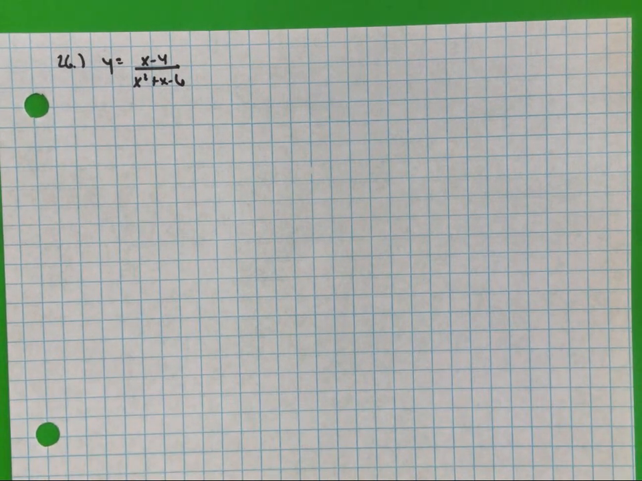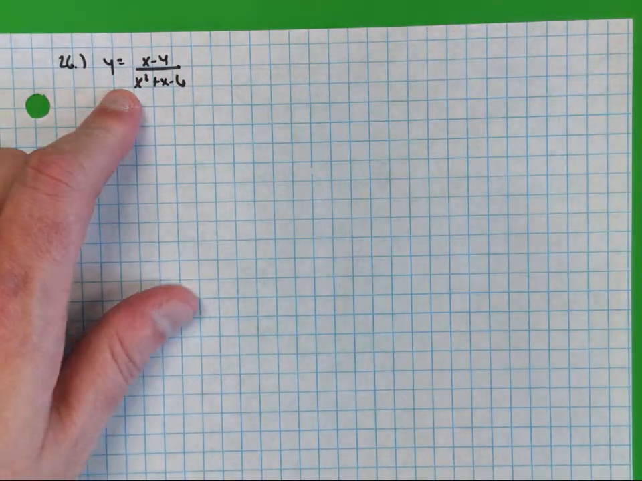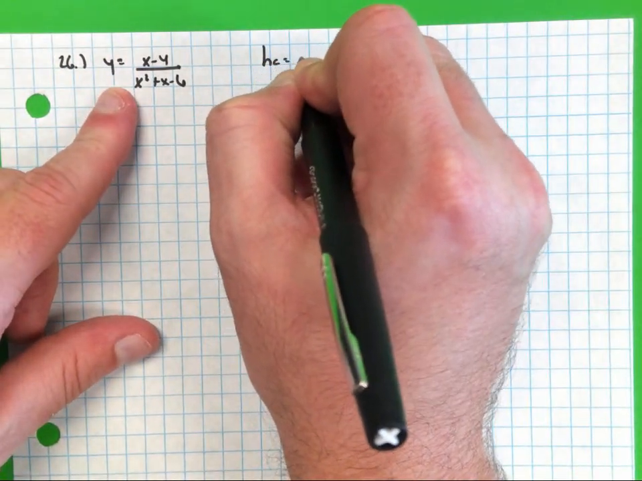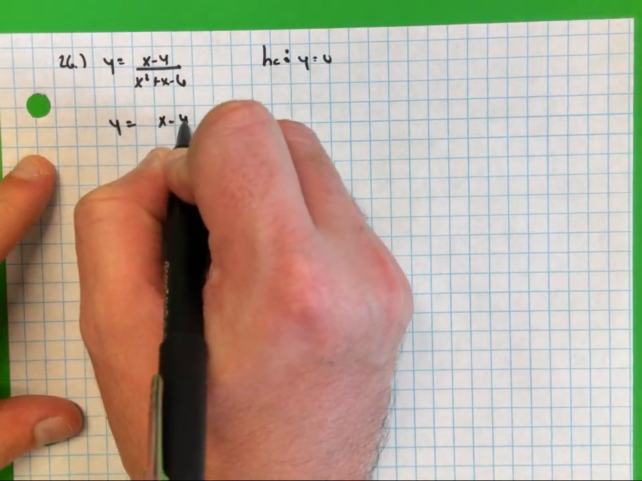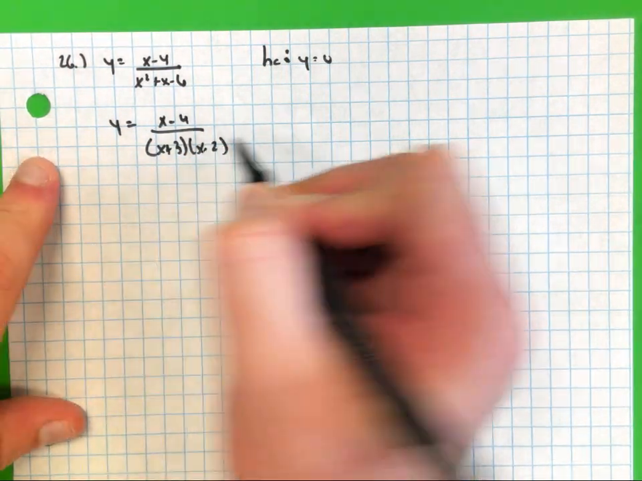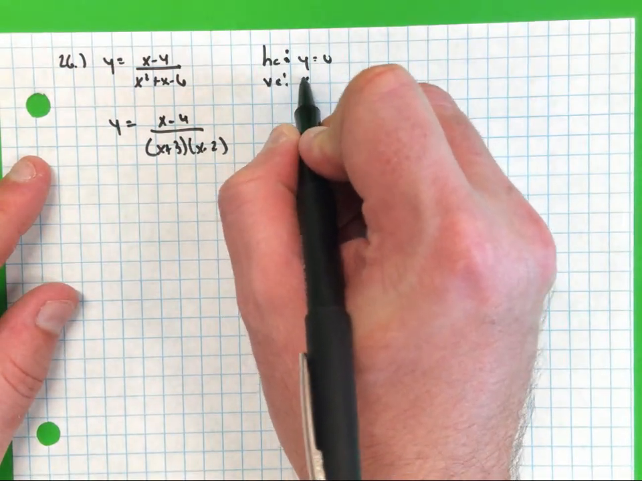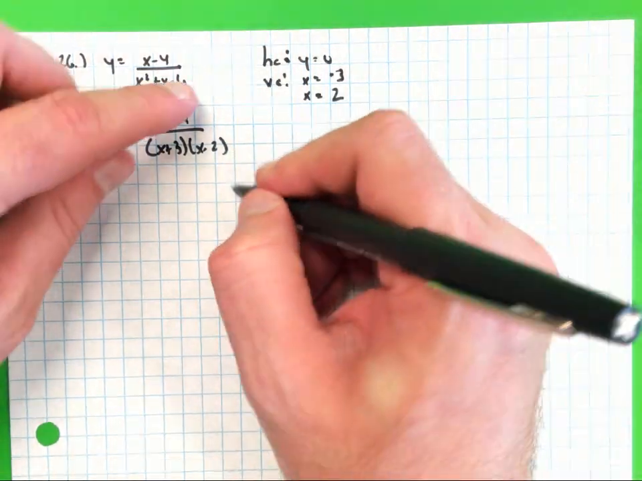26. Let's start. All right, so 26. My degree is higher in my denominator. So what's my HA? Y equals 0. Now I'm going to factor it. It's going to be x plus 3, x minus 2. Okay, can I cross anything? Can I remove anything? So I have no holes here. So I have two VAs. My first one is x equals what? My other one's x equals 2. Very good.